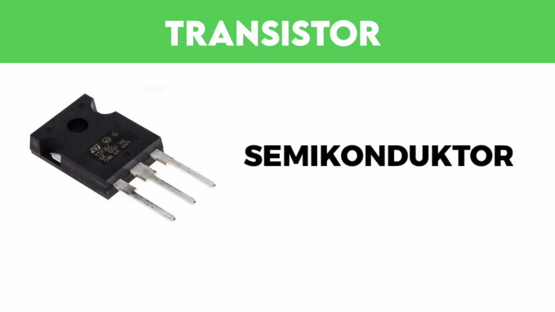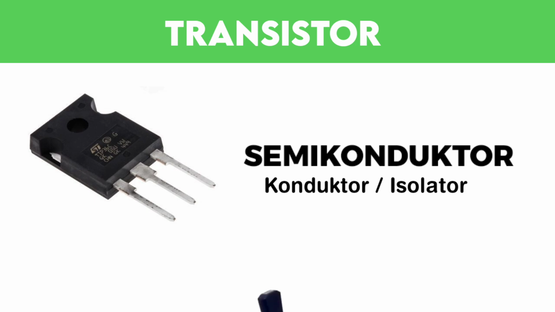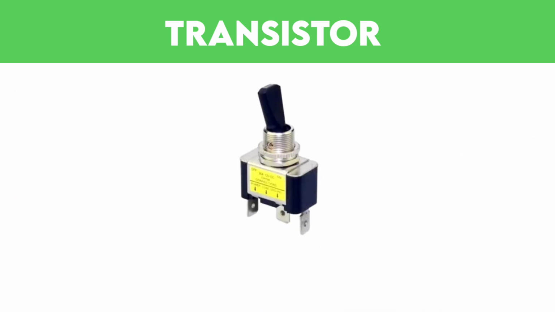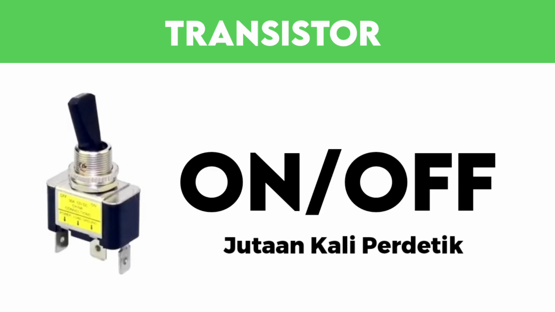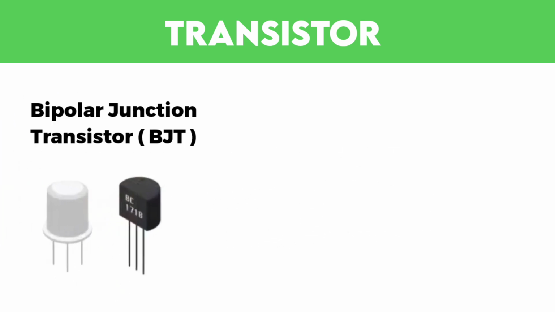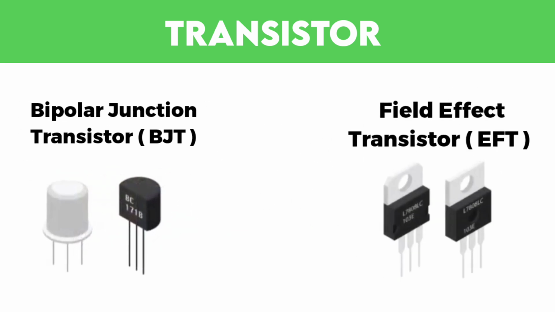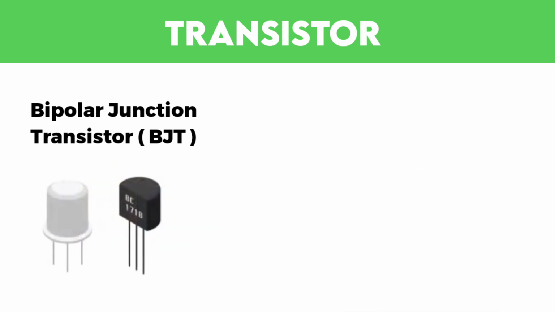Transistor is a semiconductor component. It means it can be a conductor and can be an insulator. The basic function of a transistor is very simple, only as a switch. This switch has a very high speed. There are several types of transistors. The most common we find is bipolar junction transistor, or BJT. Then the second is field effect transistor, or FET. In this video, we will only discuss the BJT transistor.